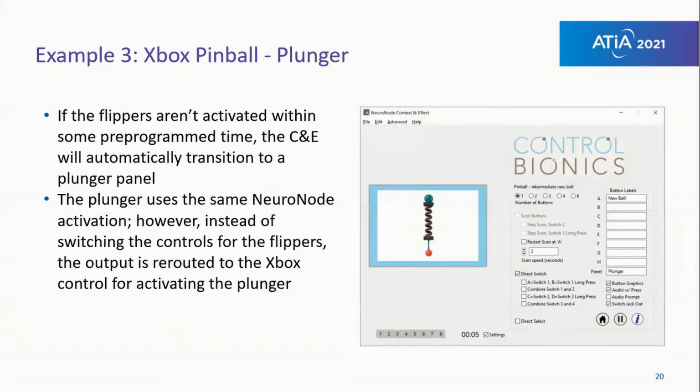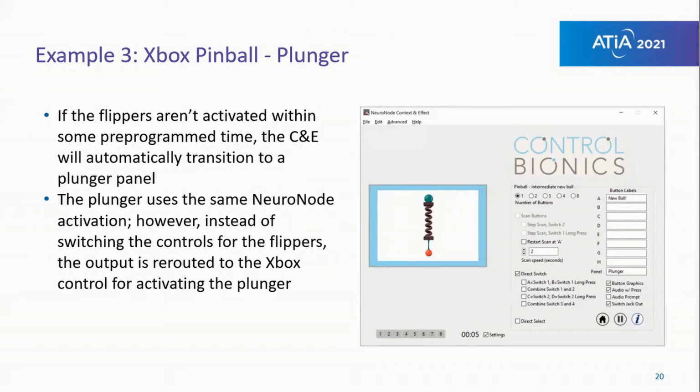And of course, to start things, we need the plunger panel. And the plunger panel is where a single NeuroNode activation will cause a switch output, in this case out of switch output 4, which is connected to the Xbox control that's needed to shoot out a ball. And the other special thing it does, of course, is that as soon as you shoot the ball out and you switch out through switch 4, then it transitions to the flipper display.